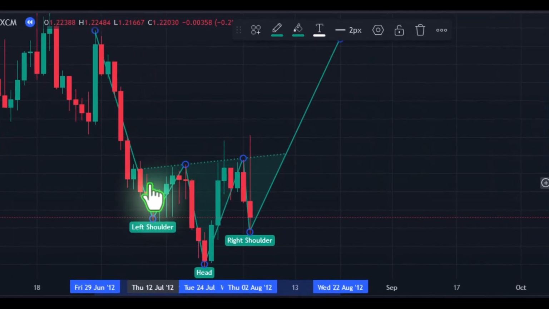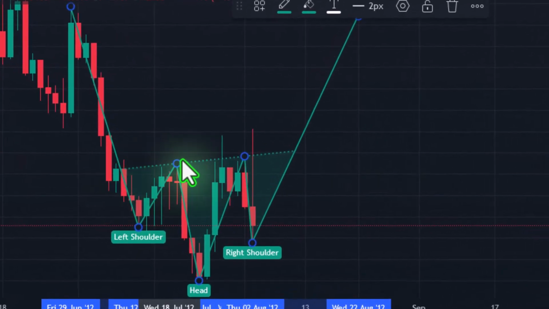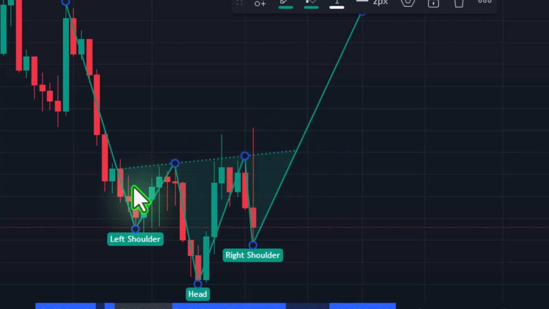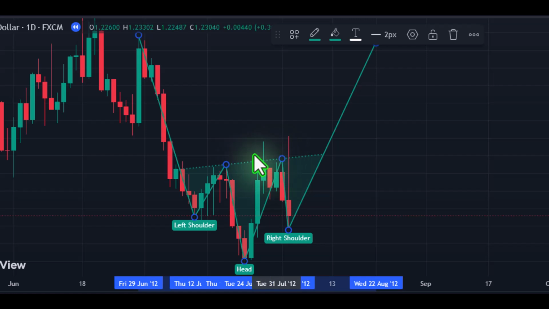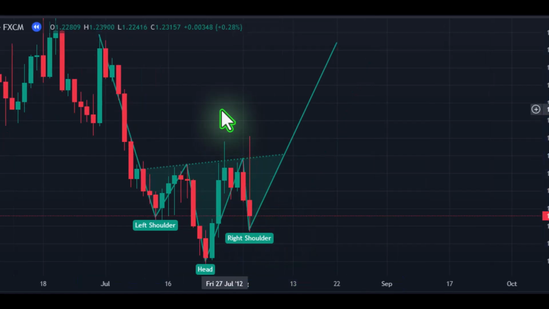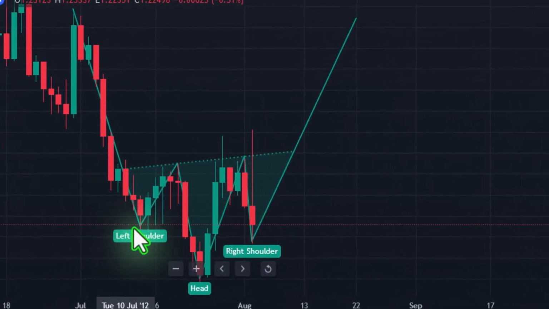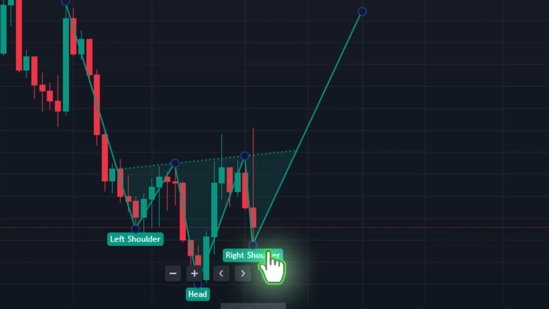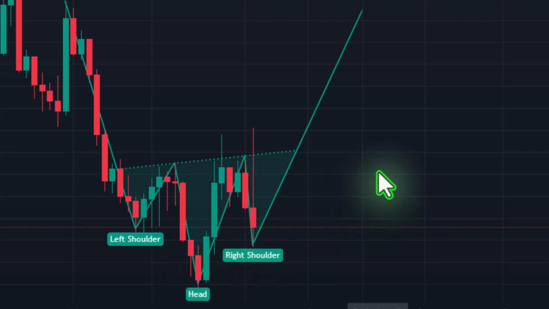And like I said previously, you can see the neckline formed an ascending slope. So it's giving us a bullish vibe. So this is much more promising than the previous example. So this is our first shoulder, the head, and this is the second shoulder.